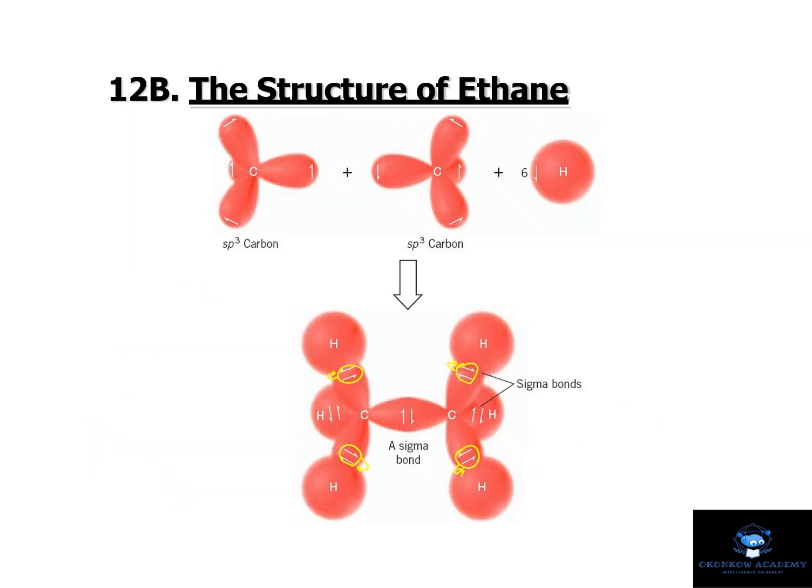Now let's extend sp3 hybridization to ethane, C2H6. Ethane has two sp3 carbons, each bonded to three hydrogens and to each other. The C-C single bond is a sigma bond, a direct overlap of sp3 orbitals. Both carbons maintain their tetrahedral geometry. Ethane can freely rotate around the C-C single bond, and we will explore the energy consequences of that rotation when we discuss conformational analysis.